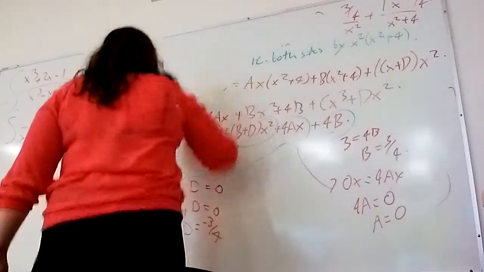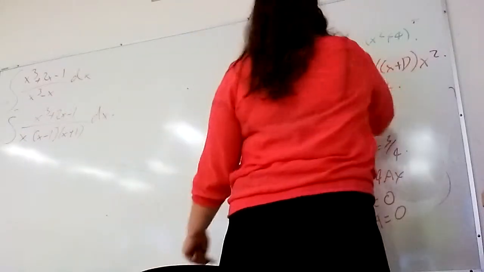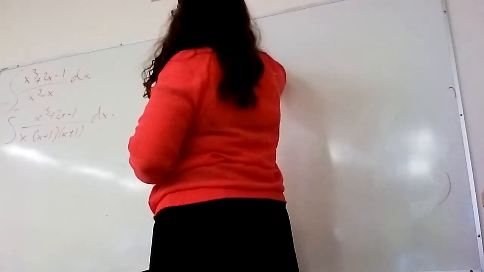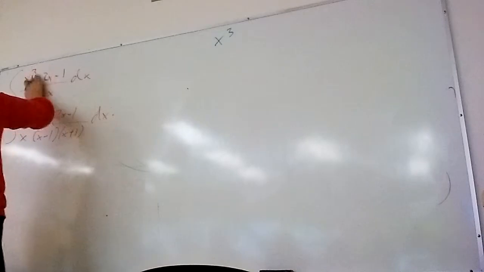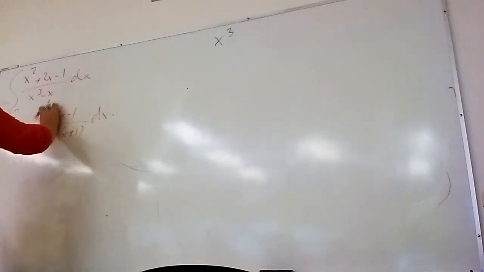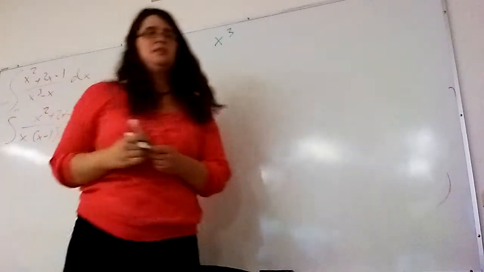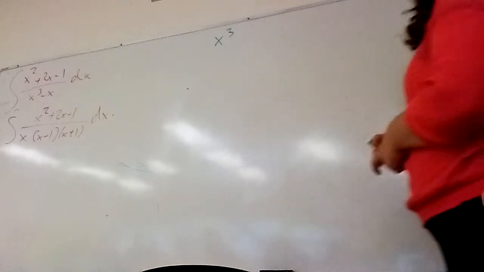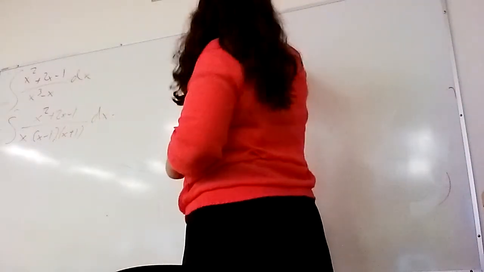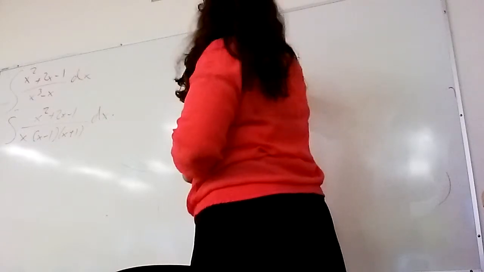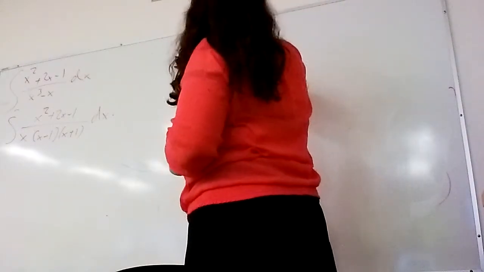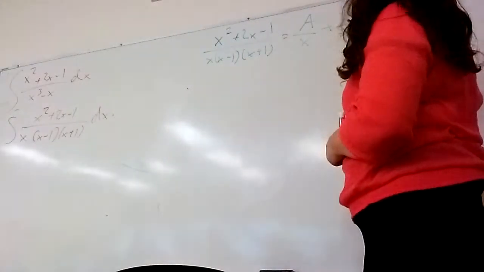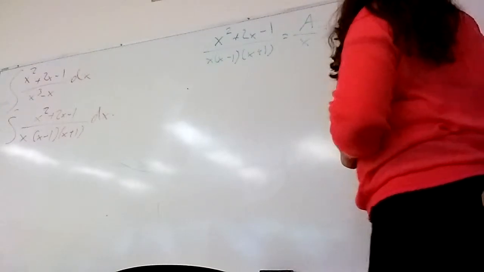So now that I factored it, I can go over here and I can do the partial fraction decomposition. So I start by writing out, oh great, that's supposed to be an x squared. Sorry, not an x cubed. If it was an x cubed, I'd have to use a completely different method to deal with it. So x squared plus 2x minus 1 over that thing, x minus 1, x plus 1, is going to be something over x plus something over x minus 1 plus something over x plus 1.